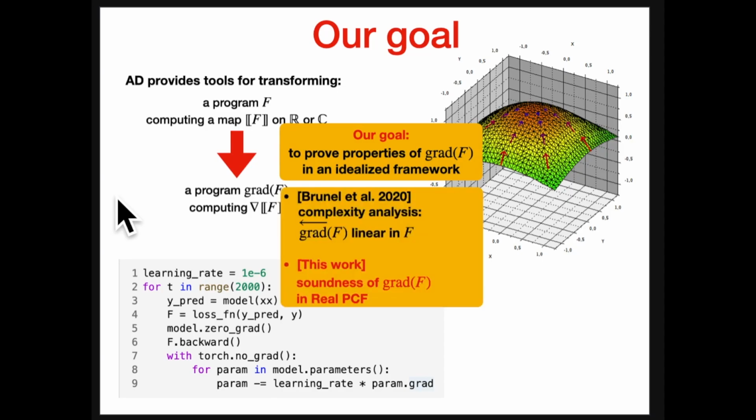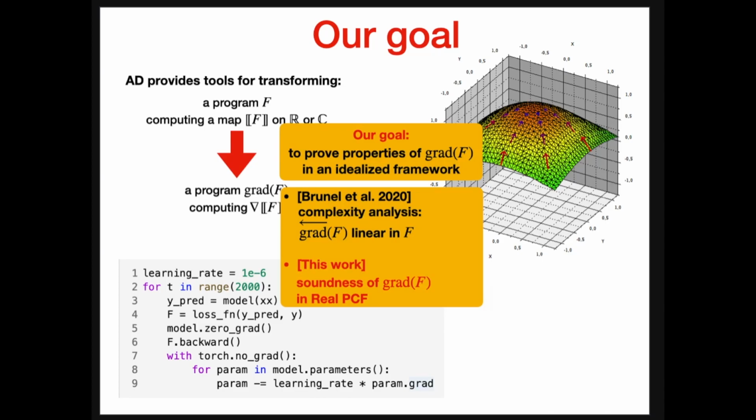In the POPL 2020, for example, we proved in a joint work with Aloïs Brunel a complexity analysis of a functional version of backpropagation. In the work I'm presenting now, instead, we focus on the soundness. So the question of today is to understand whether grad f actually computes the gradient of f whenever this exists.